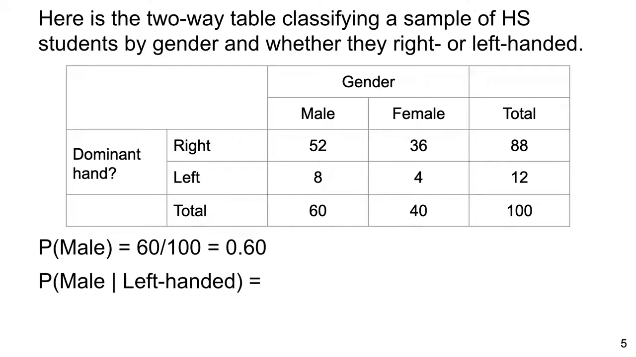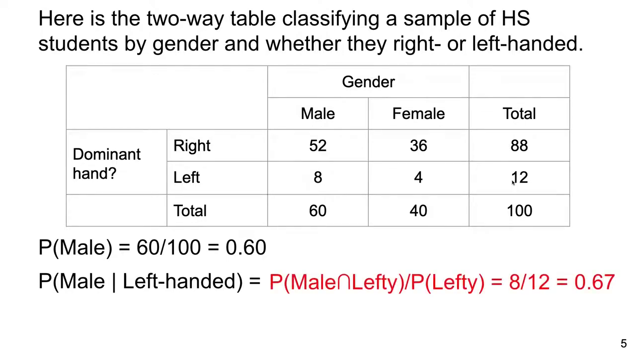Now I ask for the conditional probability. What is the probability of being male given that the student is left-handed? If we're given that the student is left-handed, then we're only looking at these 12 people right here in this row. That's the only people we're concerned about. Among these 12 people, what is the probability of being male? Well, it's 8 divided by 12.